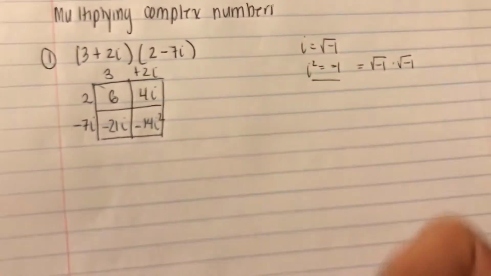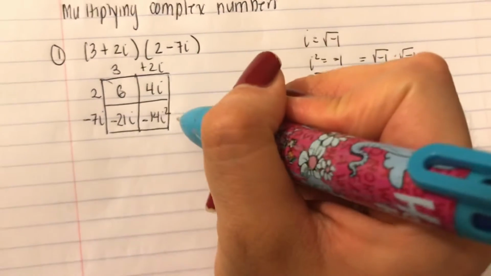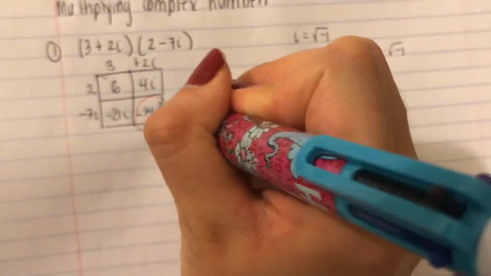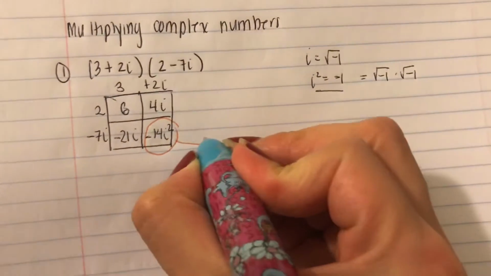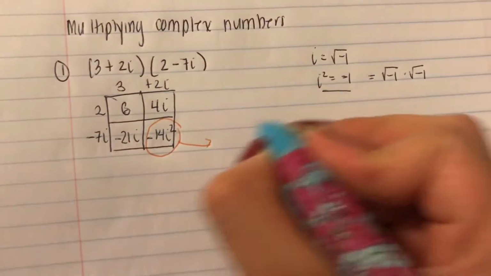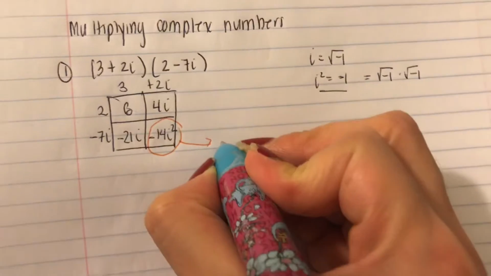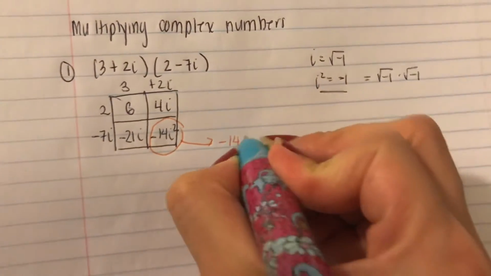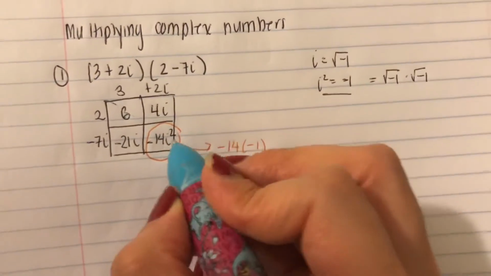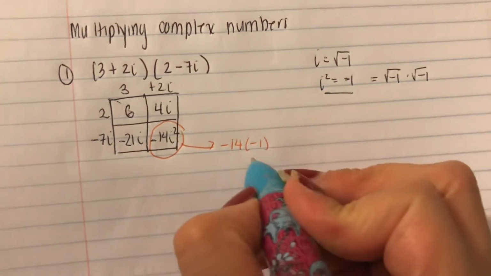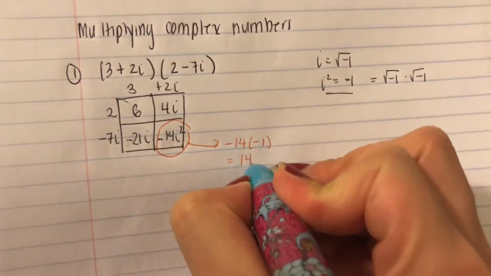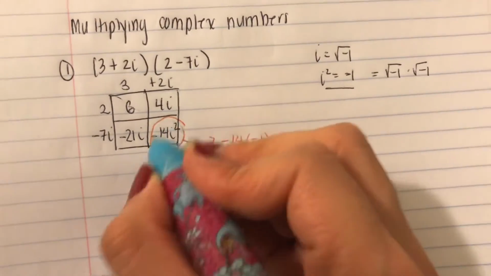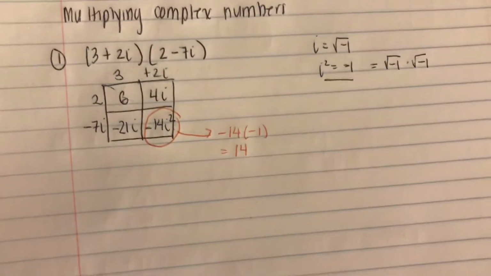But this term right here, we're actually going to simplify a little more, because in there I have -14i squared. Because i squared has a value of -1, it's going to turn into -14 times -1. That ultimately turns into +14. So that is the term in the orange.